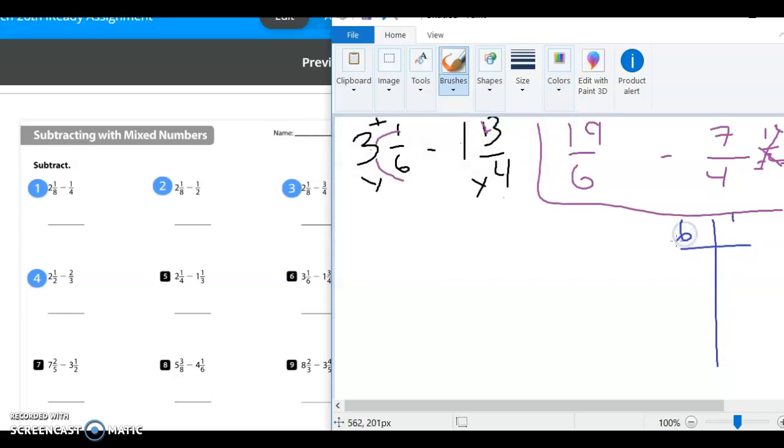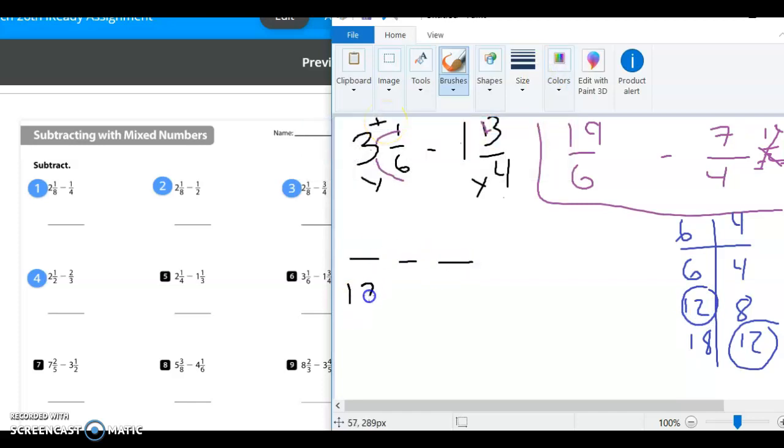I've got a 6 and I've got a 4. 6 times 1 is 6. 4 times 1 is 4. 6 times 2 is 12. 4 times 2 is 8. 6 times 3 is 18. 4 times 3 is 12. There's my common denominator. So now I can do the problem. So I've got 12 as my common denominator. Whatever I did to the bottom, I have to do to the top.